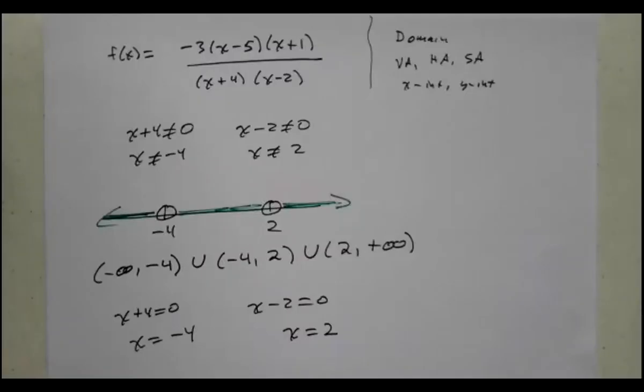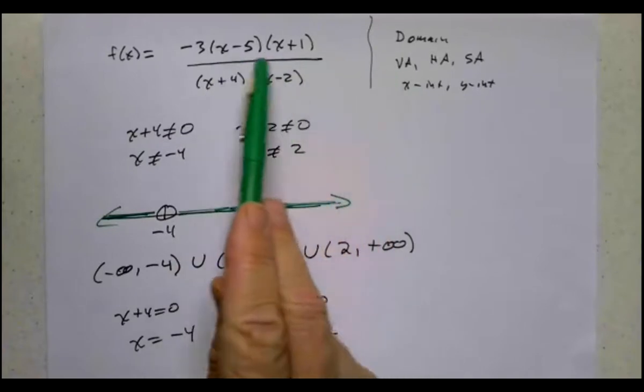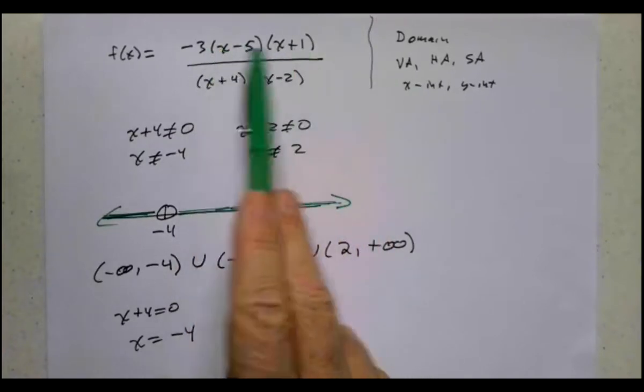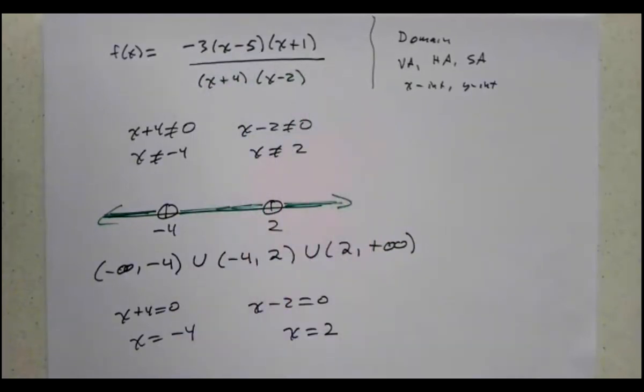Now I also need the horizontal asymptote. Looking at this, what can we say? If we multiply all this out, we would have -3 times x squared followed by a bunch of other things. Downstairs, we would have x squared followed by a bunch of other things. Let me show you what I mean by that.